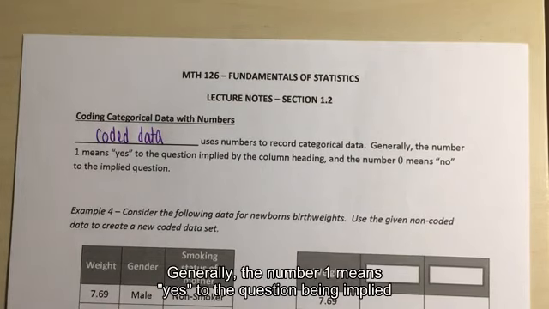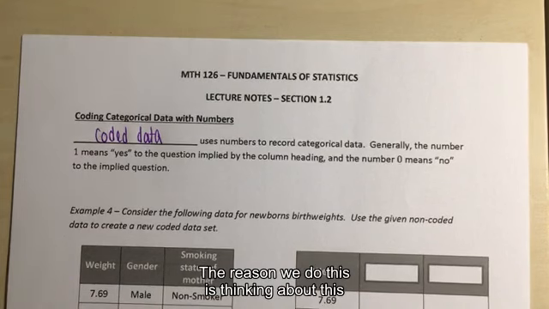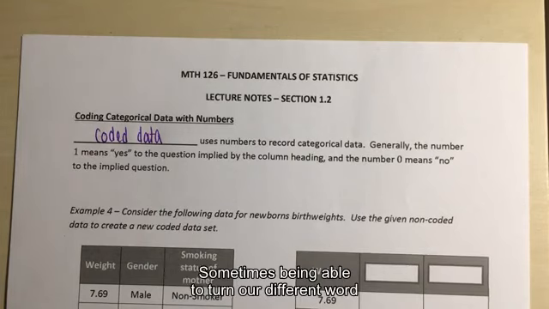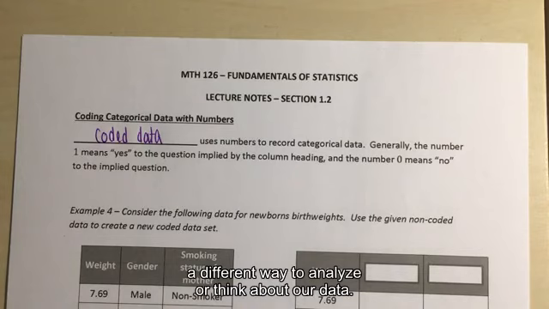Generally the number 1 means yes to the question being implied by the column heading, and the number 0 means no to the implied question. And the reason we do this is, we're talking about a math class, so we want to think about numbers. Sometimes being able to turn our different word labels into different number labels gives us a different way to analyze or think about our data.